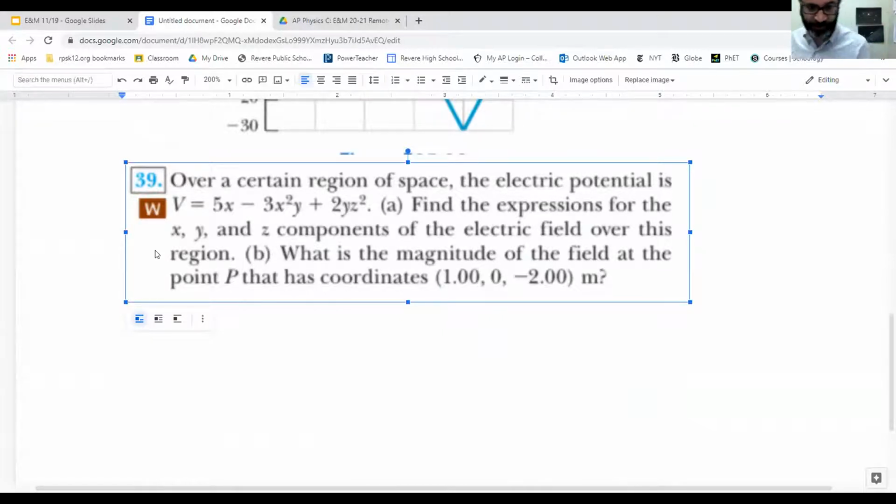So this one gives us a potential as a function of x, y, and z: 5x minus 3x squared y plus 2y z squared. The first thing we want to do is find expressions for the x, y, and z components of the electric field. I know a couple of you put in your homework that you had trouble understanding how to do this one. So let's see what we can do. We want to find the x, y, and z components of the electric field if that function is our potential.